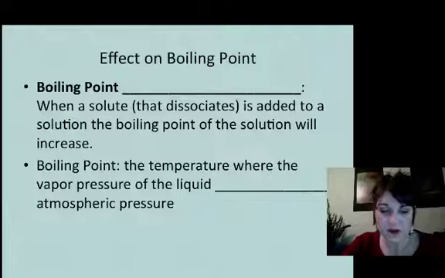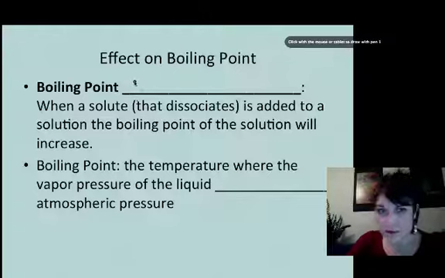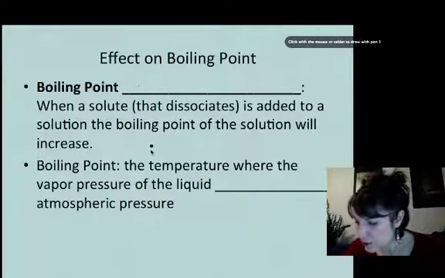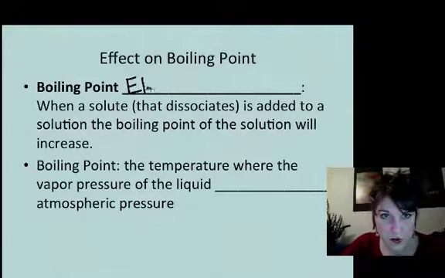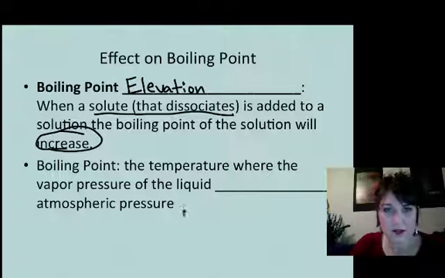Now let's look at what this means for boiling point, though. Vapor pressure is related to the boiling point. So I need my notes. Boiling point elevation simply refers to the fact that a solute that dissociates added to a solution is going to increase the boiling point of that solution.